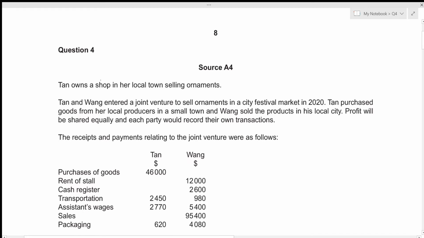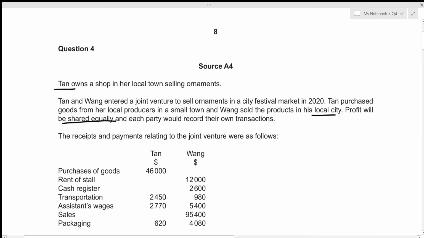Tan owns a shop in her local town selling ornaments. Tan and Wang entered a joint venture to sell ornaments in a city festival market in 2020. Tan purchased goods from her local producers in a small town and Wang sold the products in his local city. Alright, then profit will be shared equally and each party would record their own transactions. Now we are given the receipts and payments relating to the joint venture.